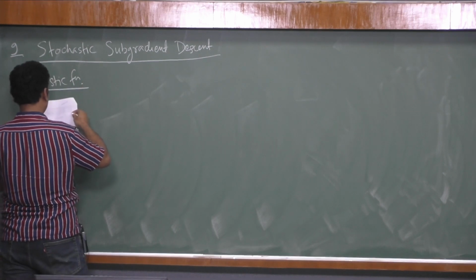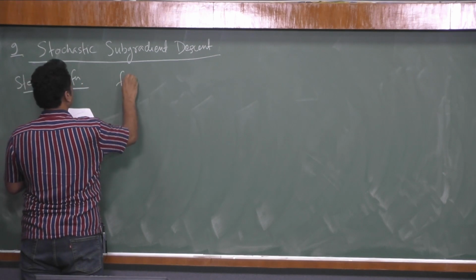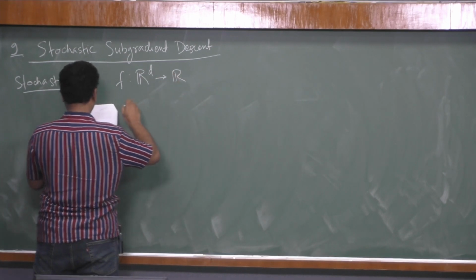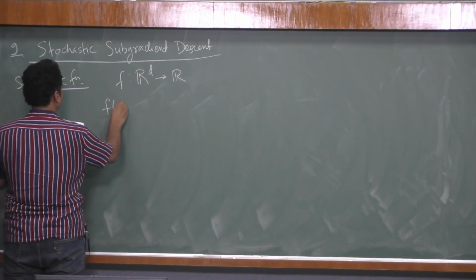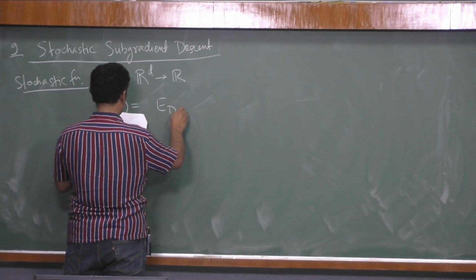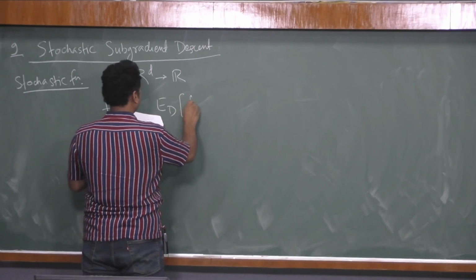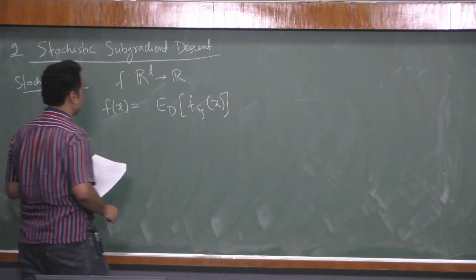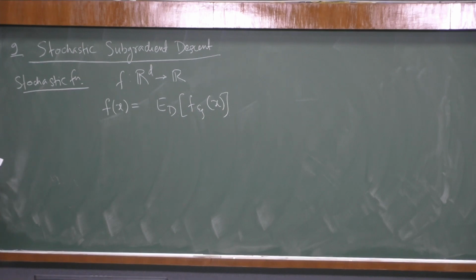and so we are given a function f from R^d to R, and we can write this as f(x) equals E over xi of f_xi(x). So we are basically defining a stochastic function.